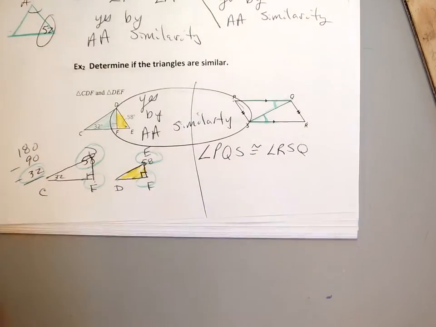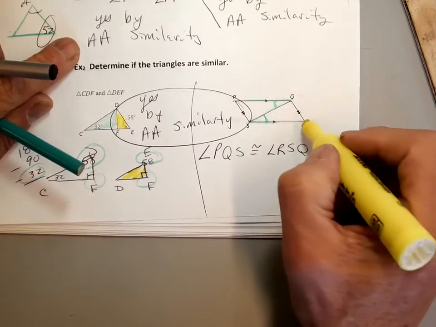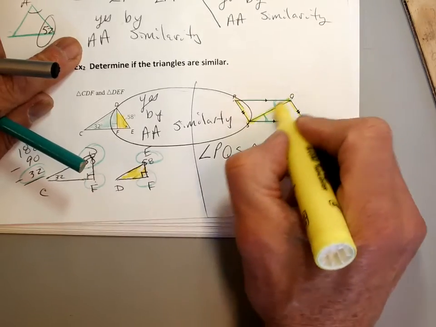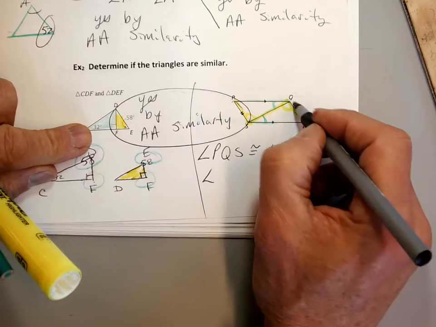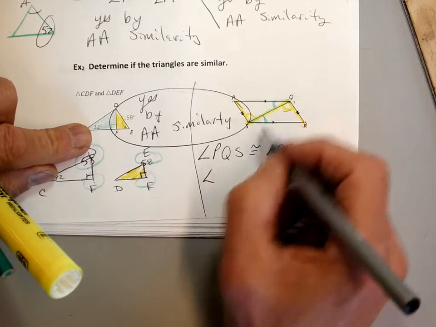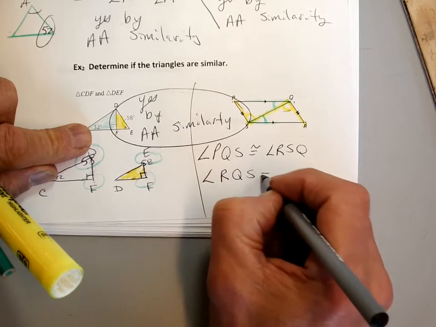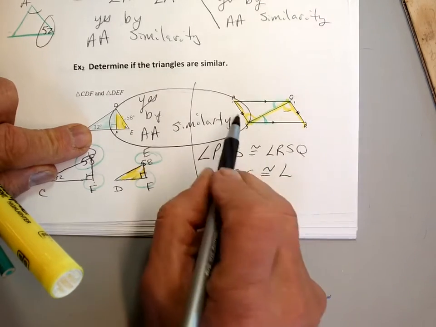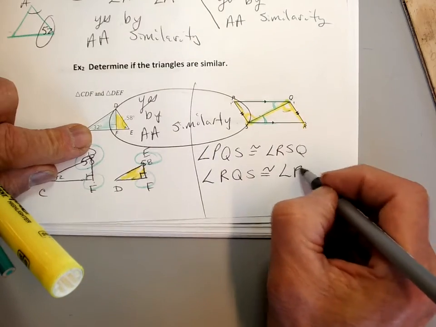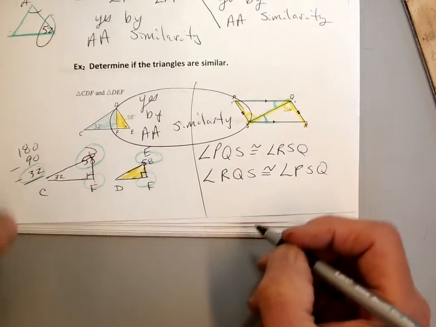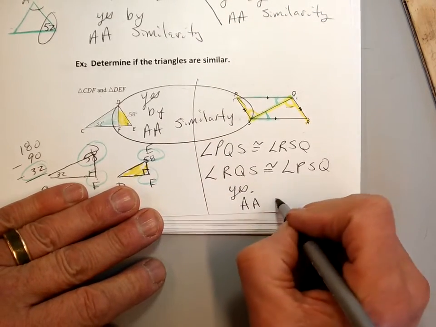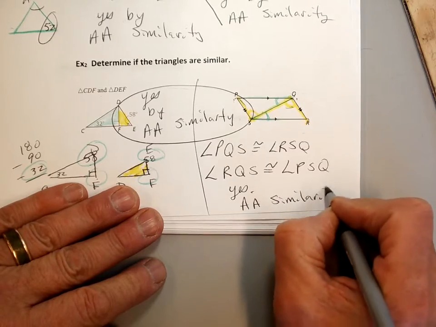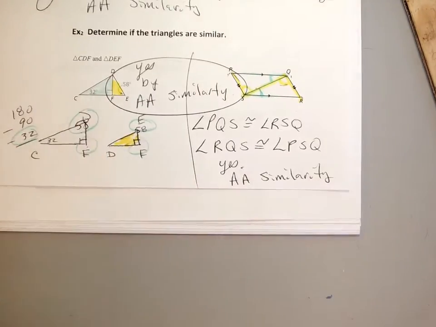Okay, now I get another set of parallel lines. Check this out, okay? So if I go like this, there's another Z, and so I can say, well, here's my other Z, and I can say that angle RQS, that's that angle there, is congruent to angle PSQ. Okay, so I've got the two angles. So I can say yes. And the reason is because of this theorem called angle similarity. Okay, so I've shown it. I found the two angles. They're equal.